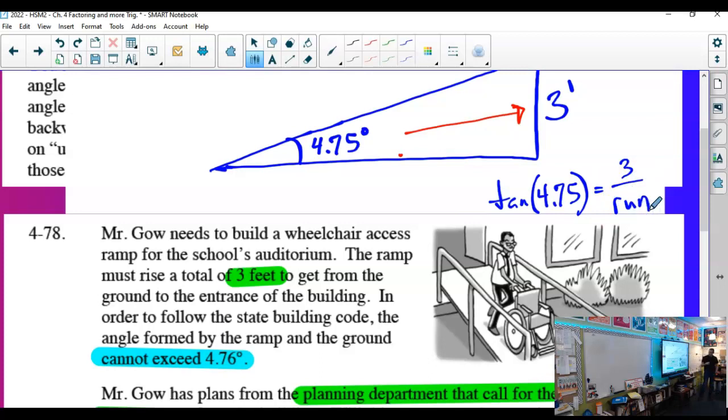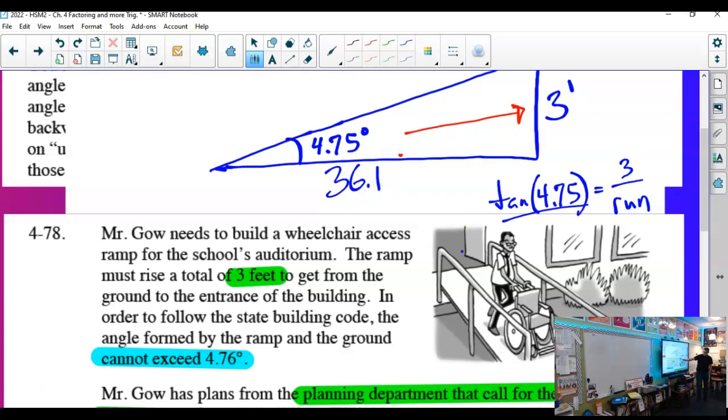Now, what's the quick cross multiplication strategy? Yeah, you can just switch them, right? Remember that if we want to write out this work, you can multiply and then divide and justify why this is allowed. But we can really just do 3 divided by tangent of 4.75. 36 point 1. So if we had 37 feet, we'd be fine.